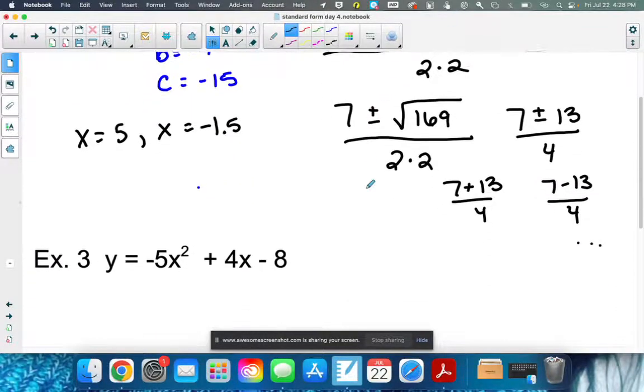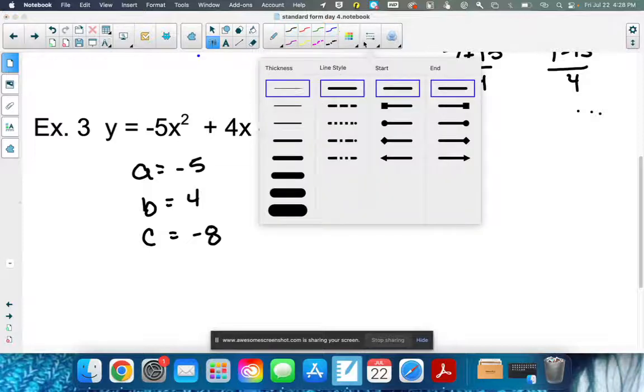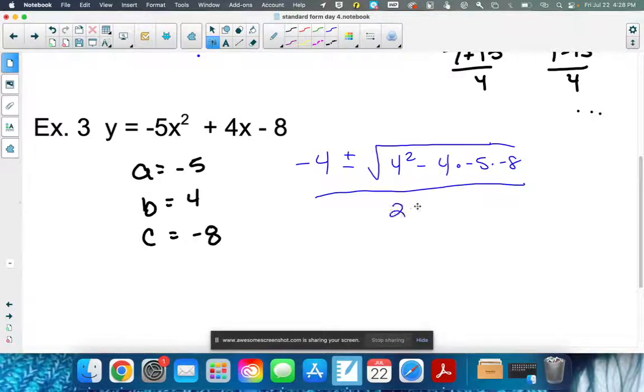All right, so one more. Okay, so in this case, A is negative 5, B is 4, and C is negative 8. So setup first, always show your setup. So negative B, and then B squared minus 4 times negative 5 times negative 8. Okay, all over 2 times negative 5.